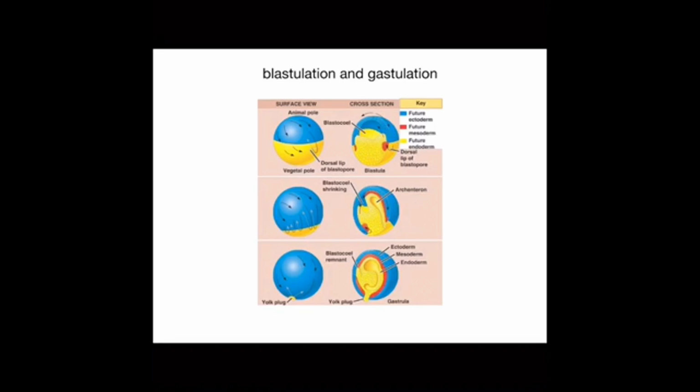Formation of blastula from zygote is called blastulation. Blastula is a single ball-like structure with blastocoele and blastopore. And the cells of this blastoderm have prospective development.